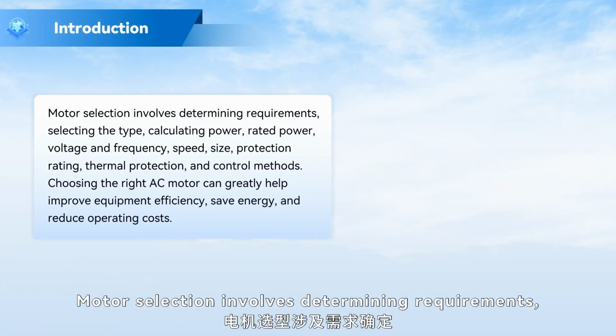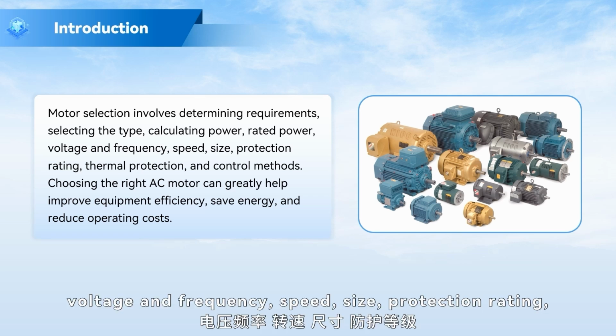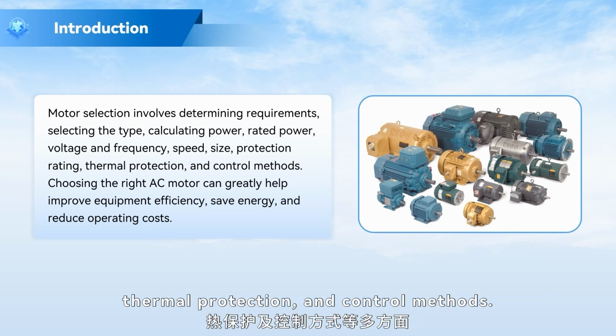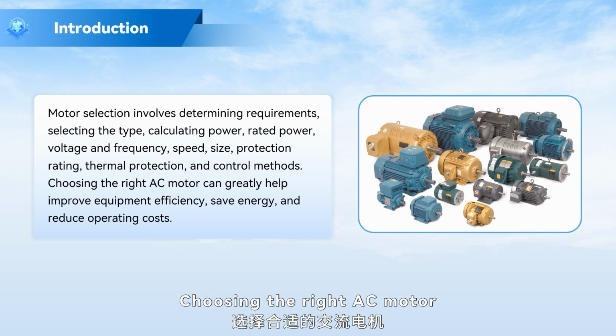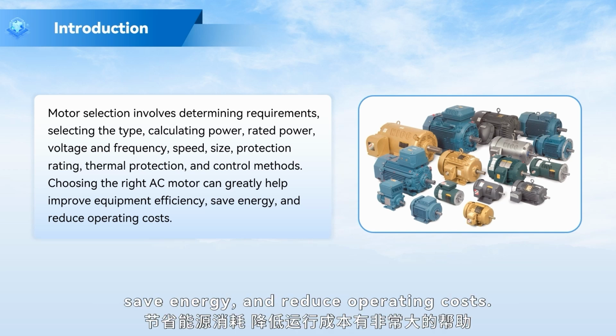Motor selection involves determining requirements, selecting the type, calculating power, rated power, voltage and frequency, speed, size, protection rating, thermal protection, and control methods. Choosing the right AC motor can greatly help improve equipment efficiency, save energy, and reduce operating costs.